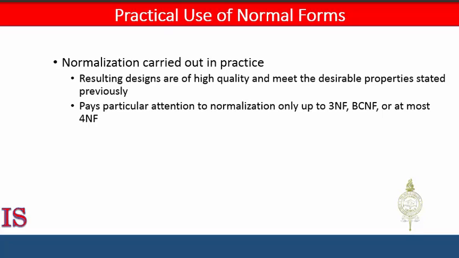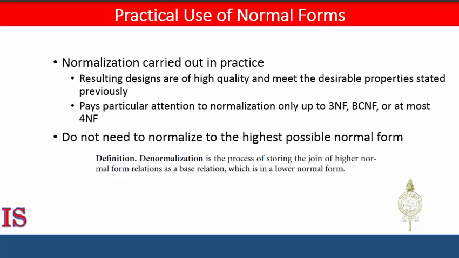Although several higher normal forms have been defined, such as fourth normal form, the practical utility of these normal forms becomes questionable when the constraints on which they are based are rare and hard to understand or detect by the database designers and users who must discover these constraints. Therefore, database design as practiced in the industry today pays particular attention to normalization only up to third normal form, possibly Boyce-Codd normal form, at the very most, fourth normal form.